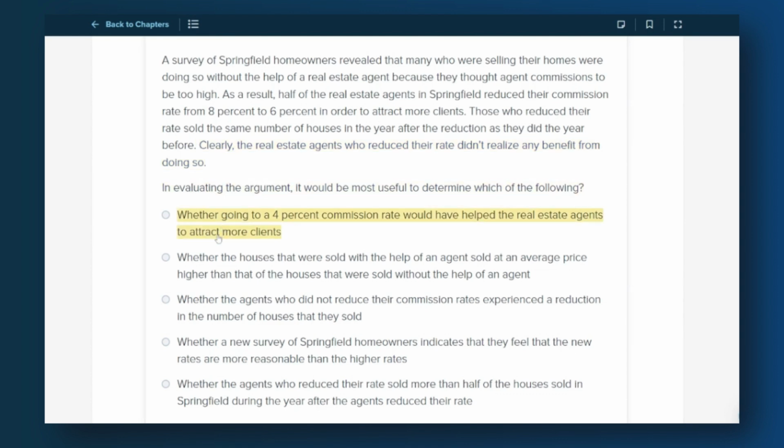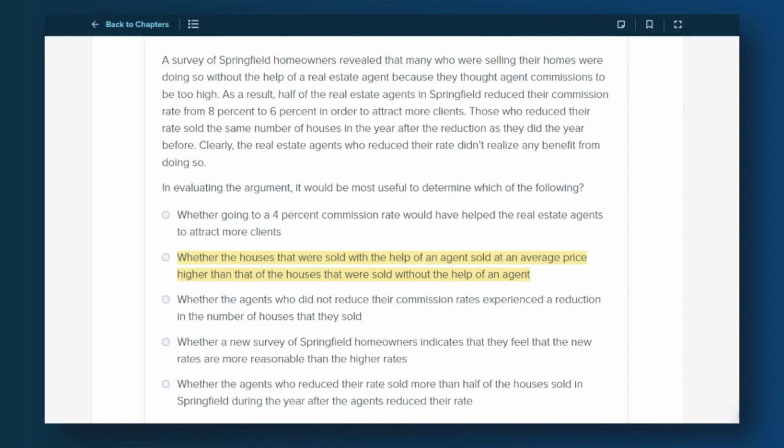A. Whether going to a 4% commission rate would have helped the real estate agents to attract more clients. This is a common answer trap type that you're going to run into on the GMAT, especially in DI questions. It discusses something that's a little too far out of range, but might seem like the data could be generalized to cover this. We're talking about a drop from 8% to 6%, so a 4% rate is not in scope for this argument.